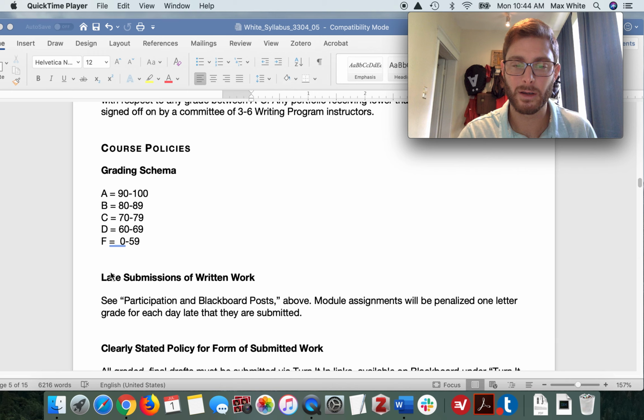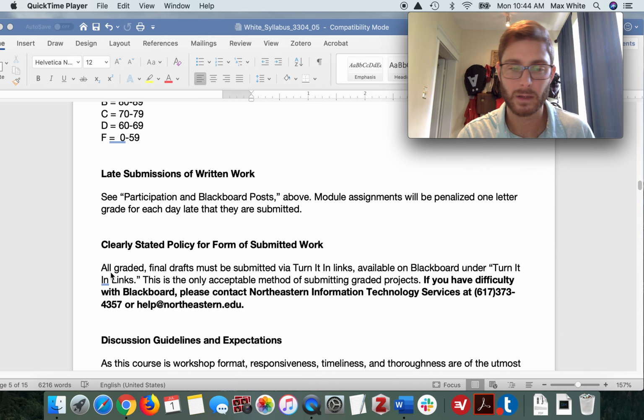Late policy. Module assignments will be penalized 1 letter grade for each day late they are submitted. I have to keep firm to that because it's a fast course. Again, if you need an extra couple of days, shoot me an email. Let me know why. And unless it's like a really weird reason, I'll probably say yes. But you have to communicate that to me ahead of time, okay?